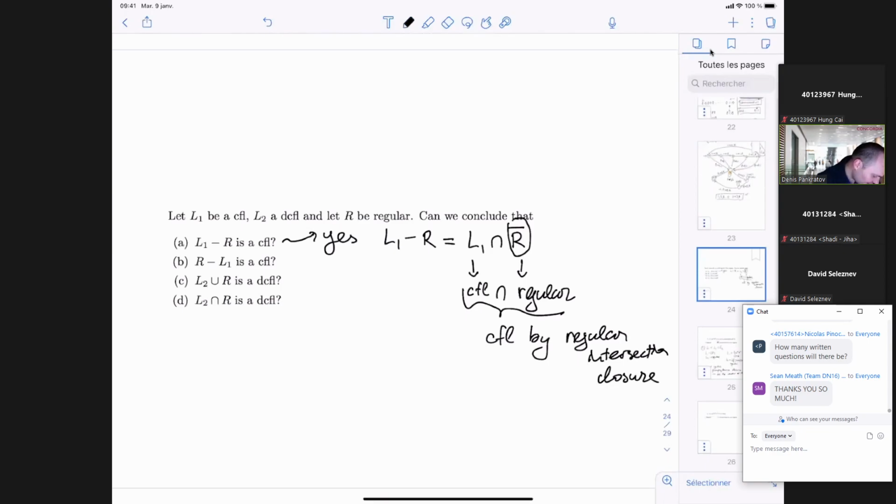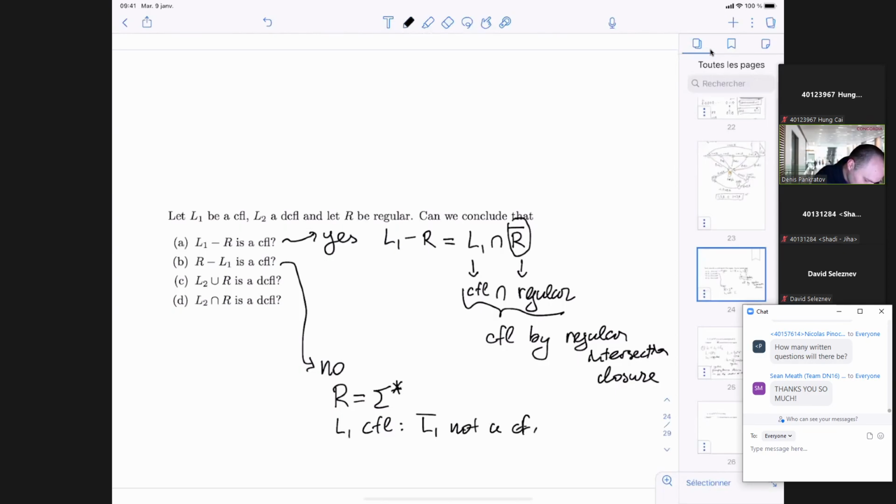What about R minus L1? Is it a CFL? Here the answer is no. And as I was saying before, these corner cases provide a lot of insight. So the corner case here would be R equal to sigma star. For this case, we can take L1, which is CFL, such that L1 complement is not a CFL.